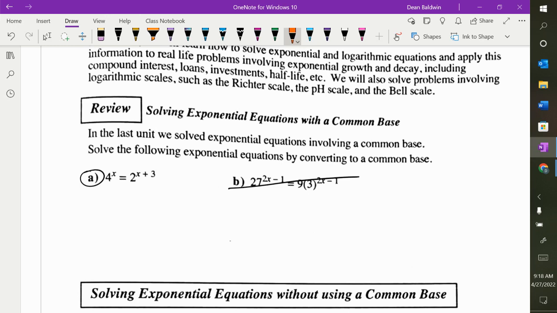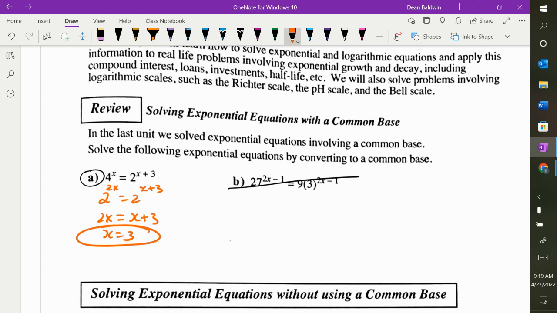Base 2. Make them both base 2, right? You look to see if you can make them all the same base. So you're going to get this. And then once the bases are the same, you just equate the exponents. So x is equal to 3. Correct? That's what you just did on the questions that we did at the beginning of class.